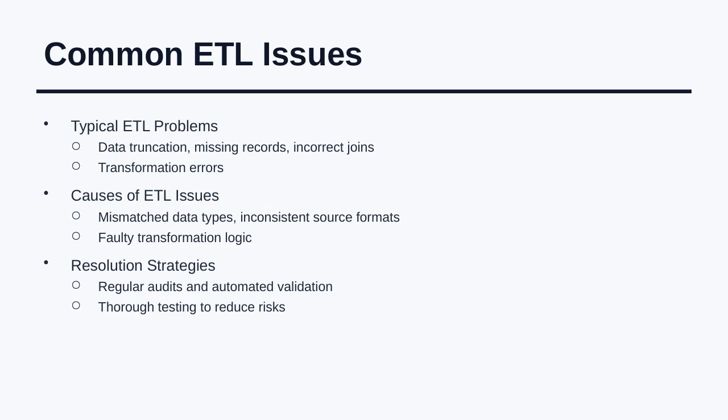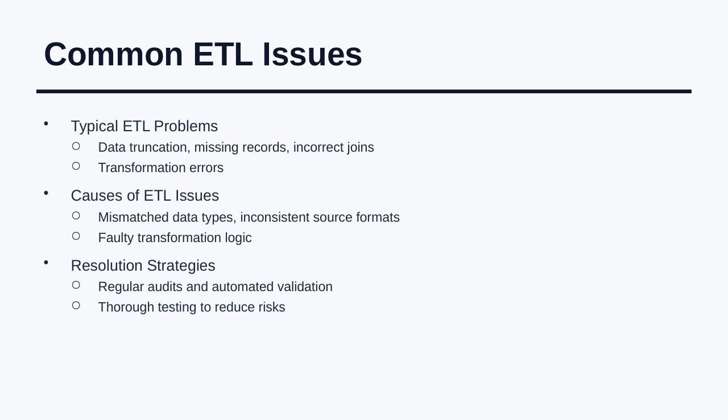When working with ETL processes, several common issues often arise that can impact data quality and reliability. One frequent problem is data truncation, where information is cut off due to field length limits, leading to incomplete records. Missing records can occur if data isn't properly extracted or loaded, and incorrect joins during transformation can cause mismatched or duplicated data. These issues often stem from mismatched data types between source and target systems, or inconsistent formats in the source data, which can confuse the transformation logic.